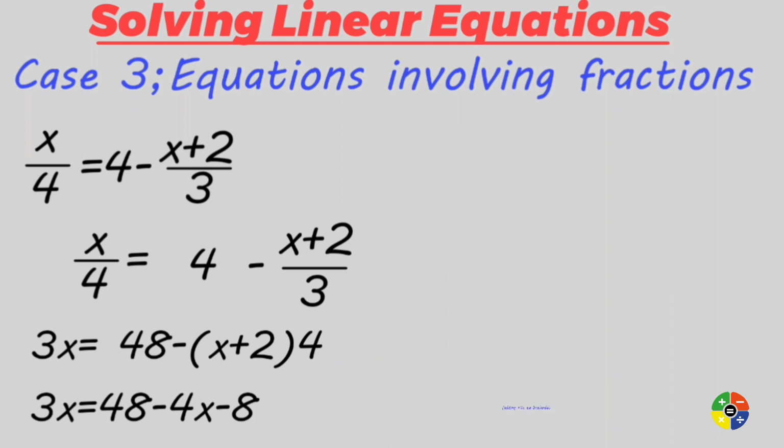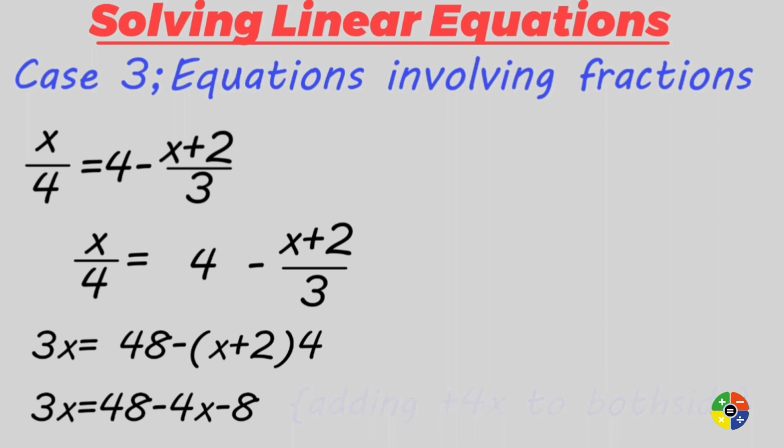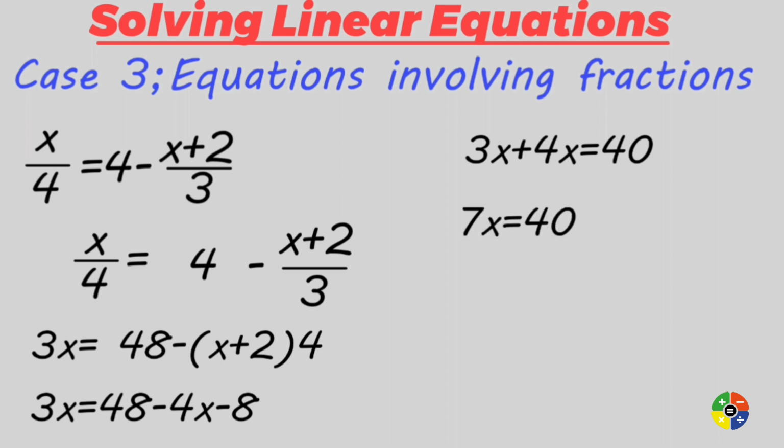Now we can add 4x to both sides, since it's the inverse of the operation -4x, which then boils down to 3x + 4x = 40. Next, if we add the terms on the left-hand side, we obtain 7x = 40. Finally, dividing each term by 7 gives x = 40 divided by 7. This value of x can equally be verified by substituting it back into the given equation.